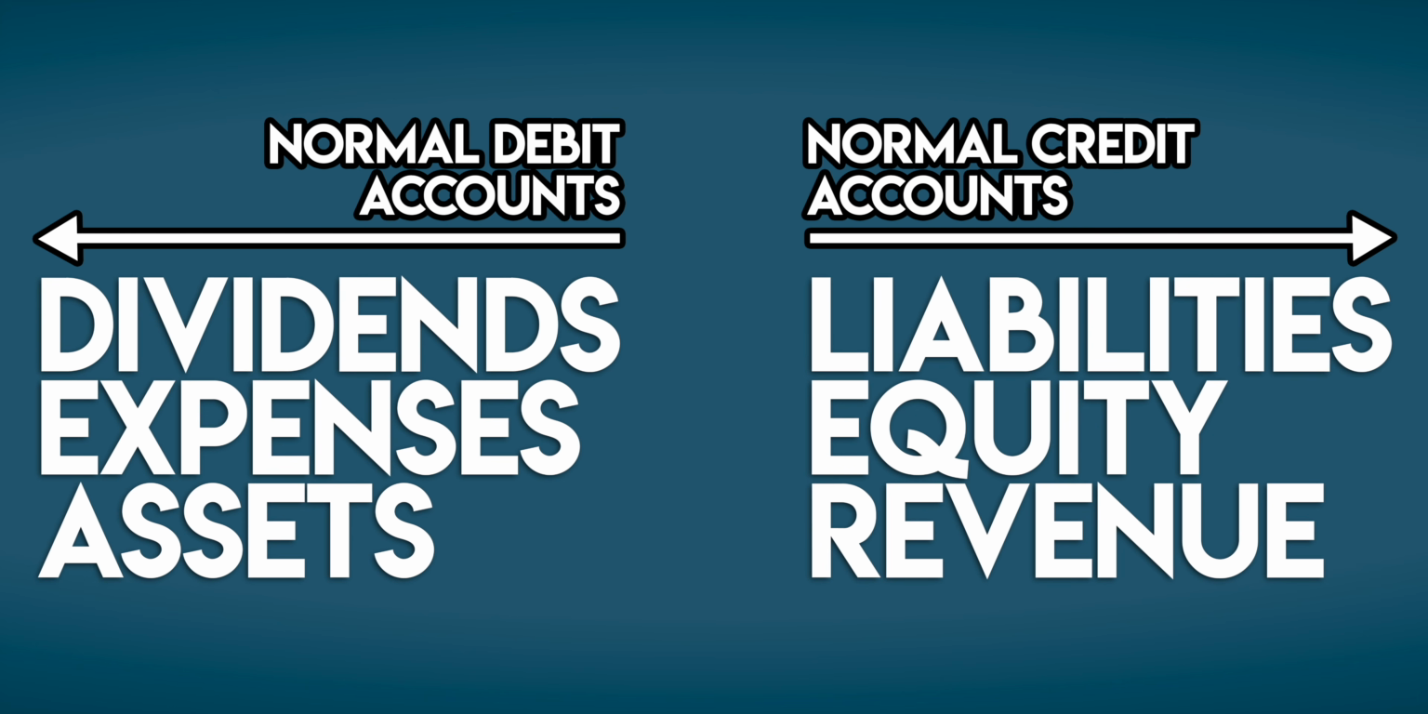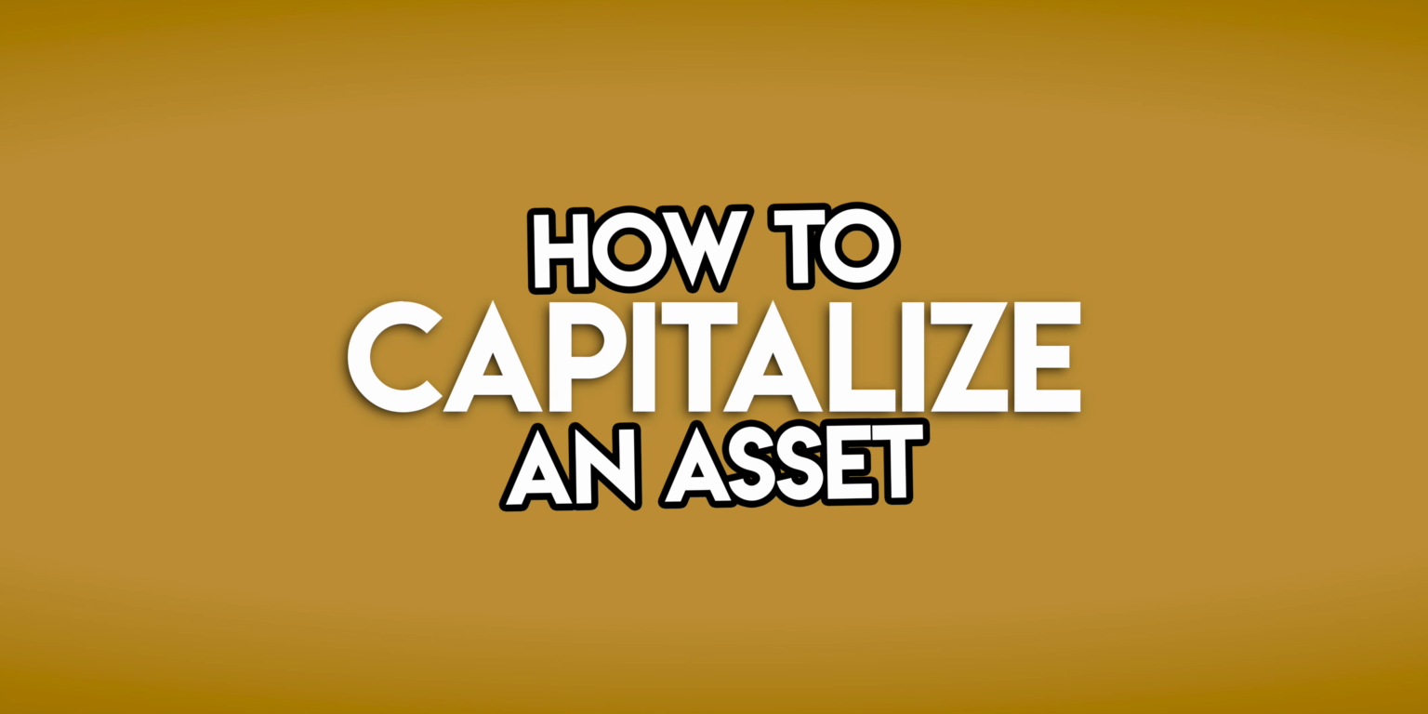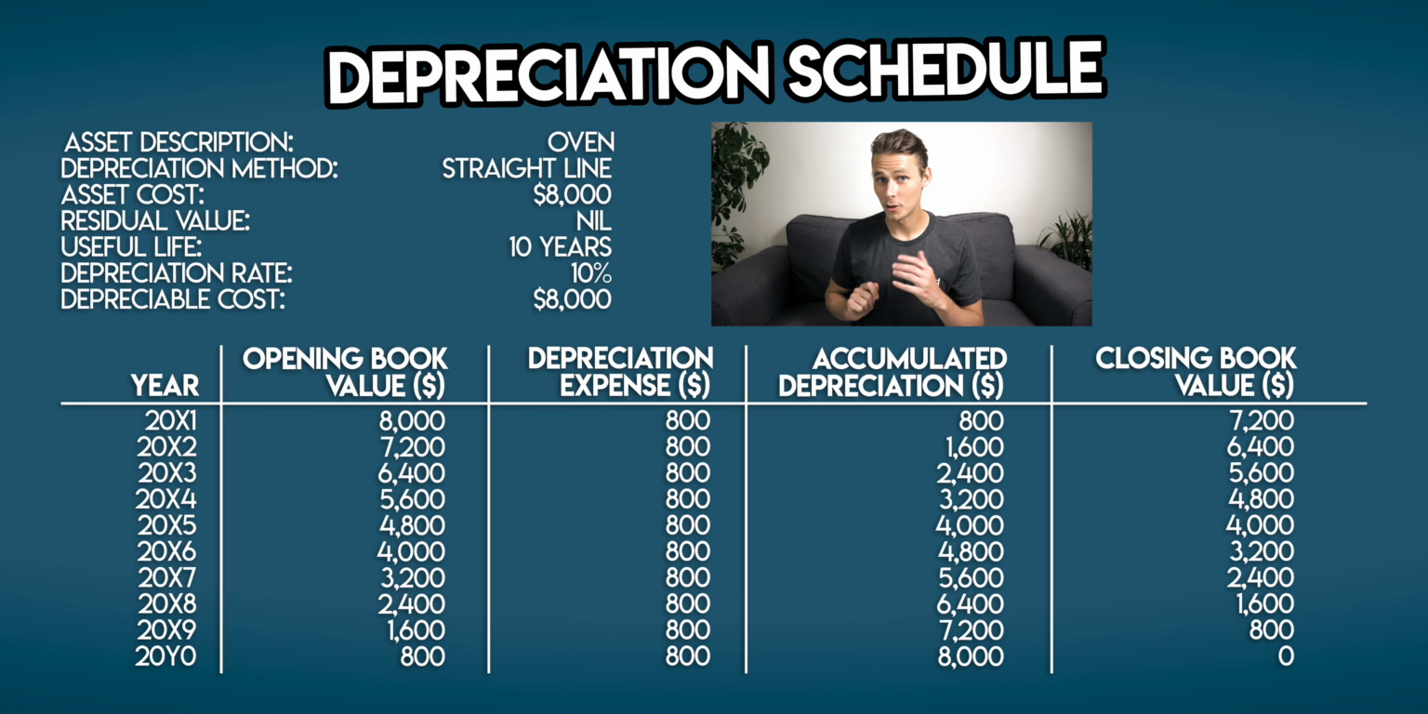LER are normal credit accounts. These do the opposite. They increase when credited and decrease when debited. So let's do this. How to capitalize an asset purchase. At the start of year one, you bought your oven for $8,000, but what's the journal entry?